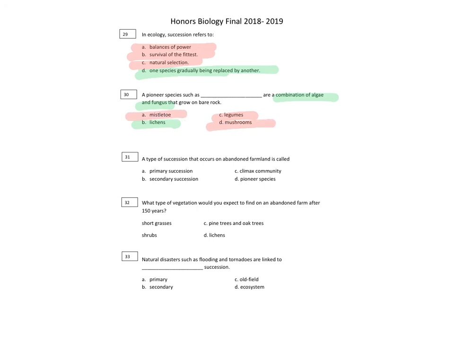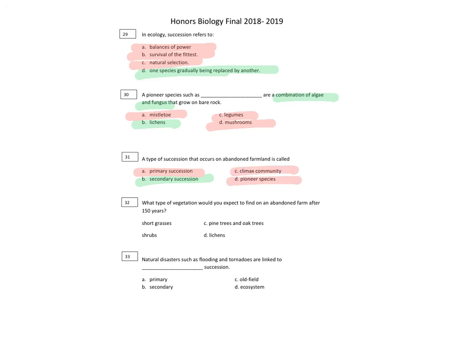Moving on. A type of succession that occurs on abandoned farmland is called secondary succession. Primary succession is when there's no soil. Any other kind of succession is going to be secondary succession. So primary succession is when there's no soil, like on bare rock, like when a volcano makes new land. You have to make soil, and that's why you need pioneer species. It's not climax community, it's not pioneer species.